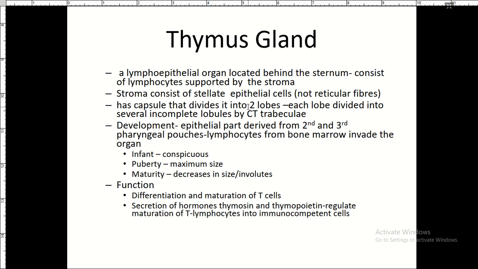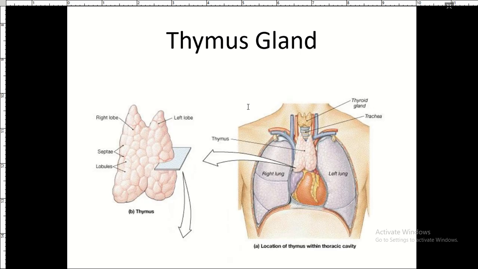Right. So the thymus is also an endocrine gland, and it secretes its own hormones that are needed in the maturation of the T cells. You have hormones like thymosin and thymopoietin. These regulate the maturation of the T lymphocytes into immunocompetent cells.